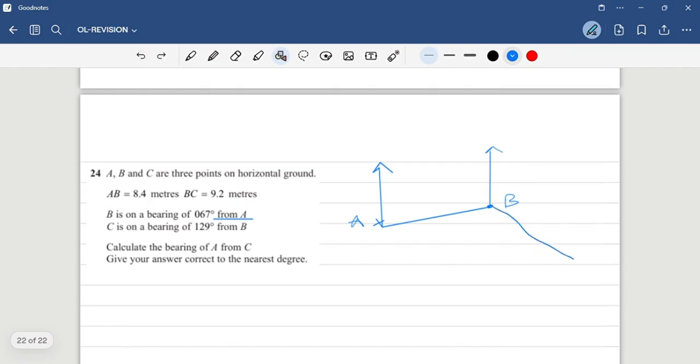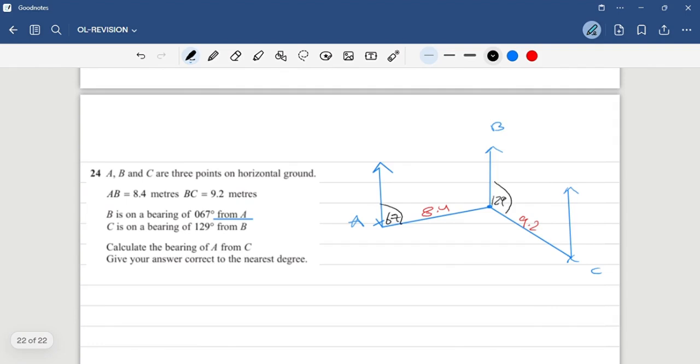Let's try another one. So this will be C. Okay, this is C, and I will draw the north for C here also. We assume the north like this, of course. So since this represents B and this represents C, he also gave us the measures. This is A, this is B, AB is 8.4, and this is 9.2, and also this angle is 67 degrees, and this angle is 129 degrees.